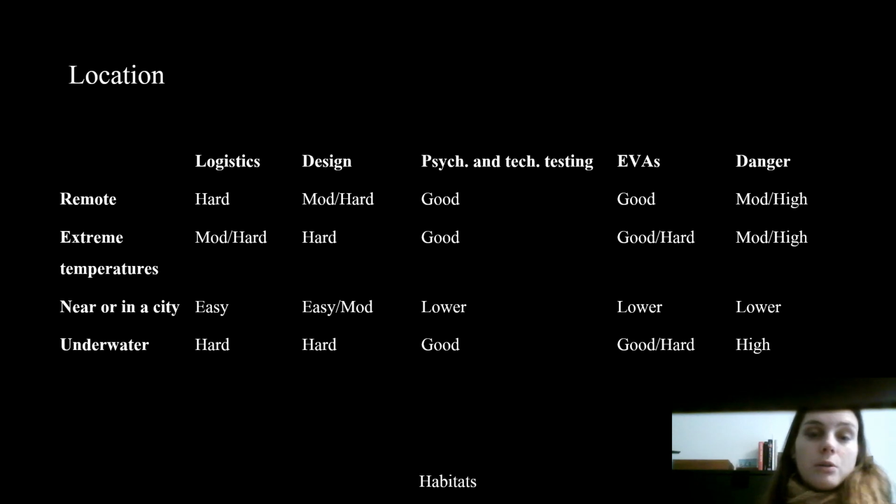But from a psychological and technical testing standpoint, that's amazing because you have to be even more prepared. You have to work even harder to make it work. And for the EVAs, again, it's usually quite good. It means that they're much harder, which is why I put good, hard. It's good in the way that it's good training. It's hard in the way that it's a little bit more dangerous and more tiring.